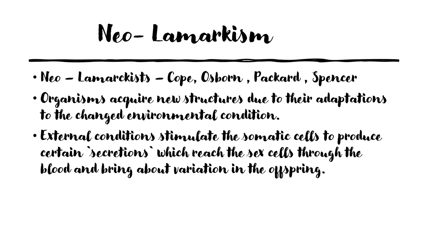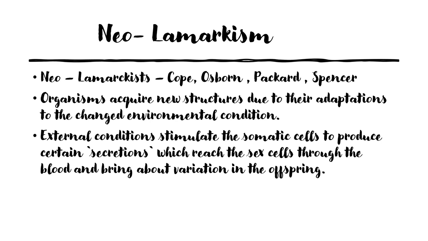External conditions stimulate the somatic cells to produce certain secretions which reach the sex cells through the blood and bring about variation in the offsprings. Here external conditions, for example, climatic changes, whatever it is, extra shortage of food, demand of food increased, flood may come, starvation. So these external conditions are stimulating the somatic cells to produce certain secretions. If there is any change in the situations or environment, it will give a stimulus to the somatic cells or body cells. Then the body cells will stimulate the sex cells or gametes, that is sperm cells or ovum cells, to secrete some secretions. Here it is not mentioned what secretion it is, but it is influencing these cells to secrete some substance, right?